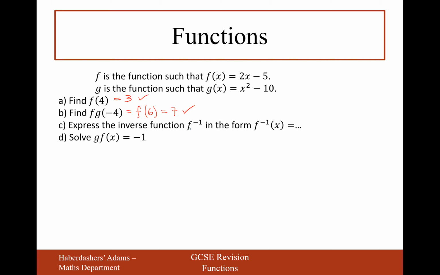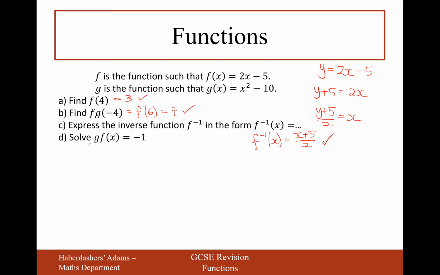Express the inverse function f inverse in the form f inverse x equals. So what this means is take your function and set it equal to y. And then we rearrange the function to make x the subject. So y plus 7 equals 2x. Divide through by 2. And we get that expression there. So the final answer here is going to be f inverse x equals, now remember in our final answer we don't use the letter y, we use the letter x, so it's x plus 5 over 2. And there we are.